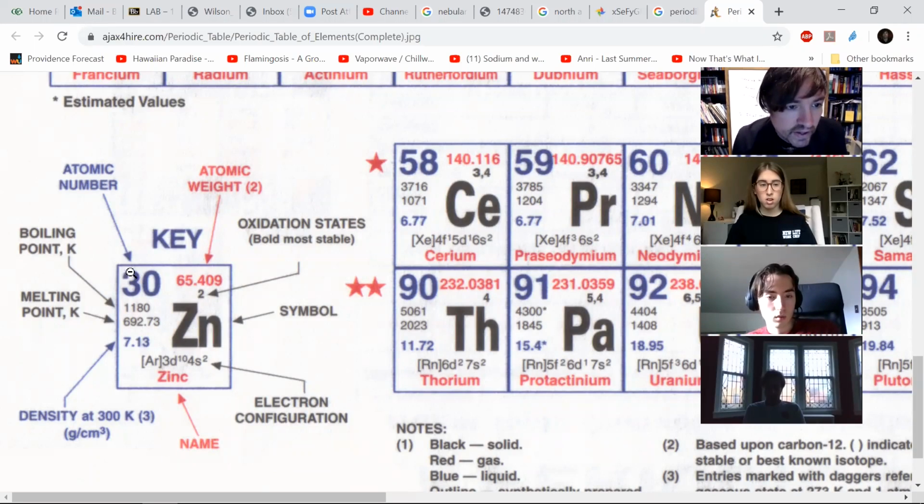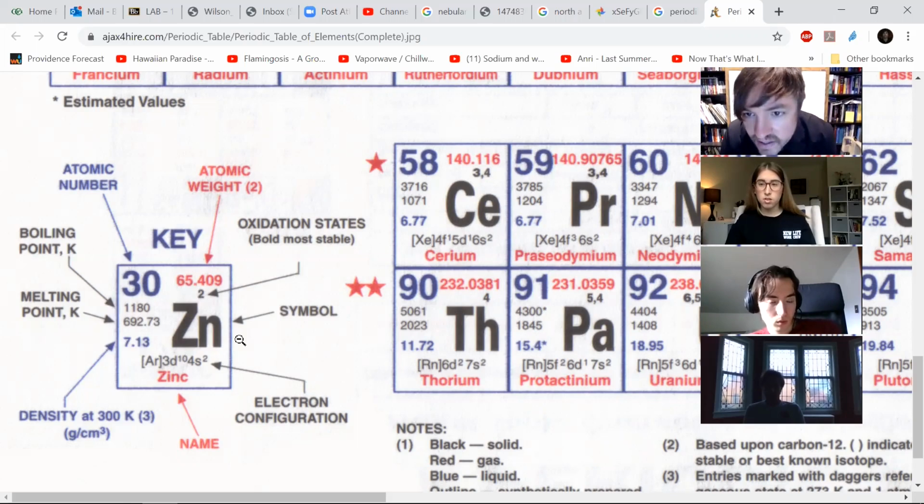Here's the element zinc. We have the atomic number, which you'll remember tells us the number of protons in the nucleus. We have the atomic weight averaged over all the different isotopes. This tells me that the normal isotope of zinc would be zinc 65, which has 30 protons and 35 neutrons. But occasionally, maybe 40% of the time or so, we'll have a zinc 66 atom floating around, which means 36 neutrons. There are naturally occurring isotopes for almost every atom. It also has their melting point and their boiling point in Kelvin and their density at 300 Kelvin. You'll notice the density of zinc is 7.13 grams per cubic centimeter.